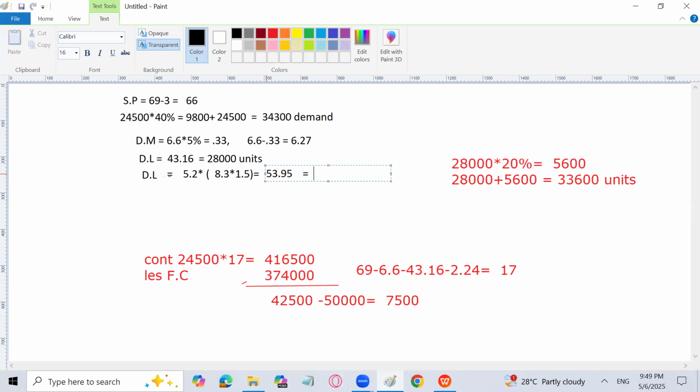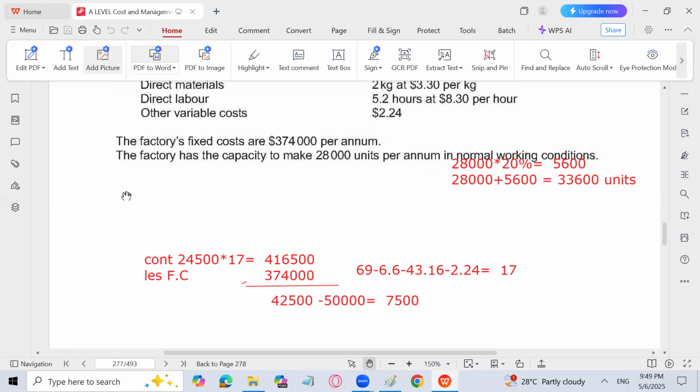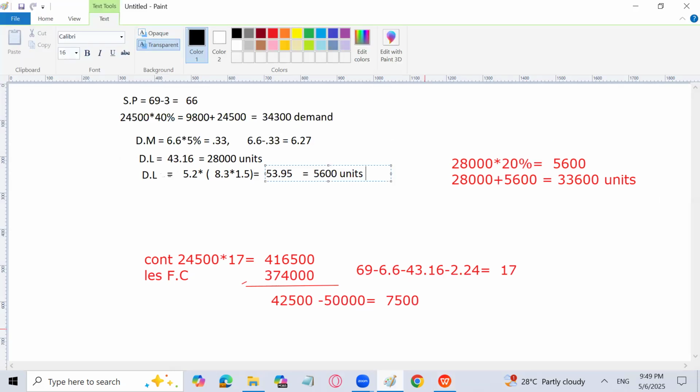53.95, and that is for 5,600 units, which are going to be produced beyond the current factory capacity by the use of overtime, because the factory capacity has been increased by 20% through overtime. For those units we are supposed to pay more direct labor per hour, which is 1.25 times the basic rate. So 8.3 into 1.25 and 5.2 hours per unit. Other variable cost of 2.24 will remain the same. So I will write here other variable cost 2.24.